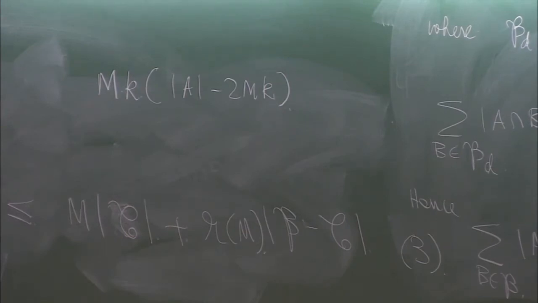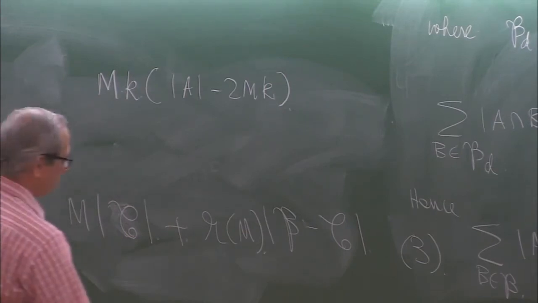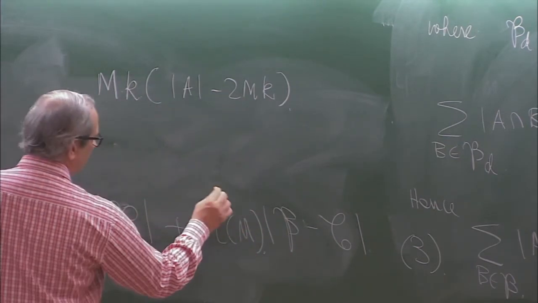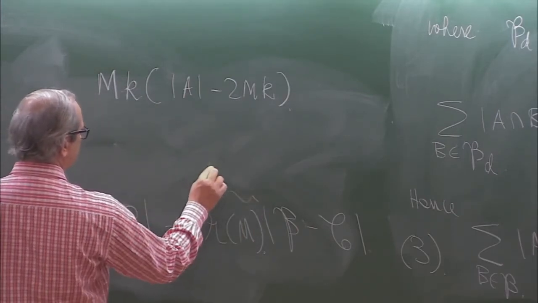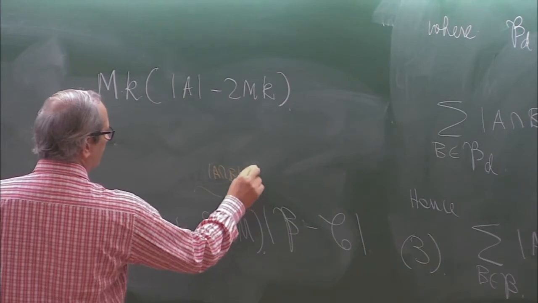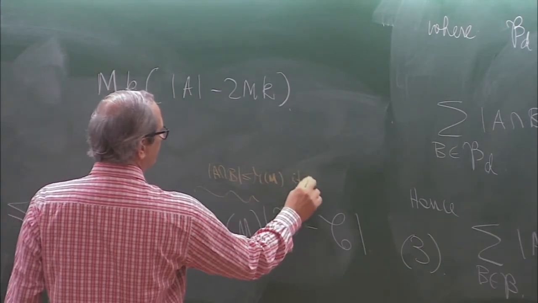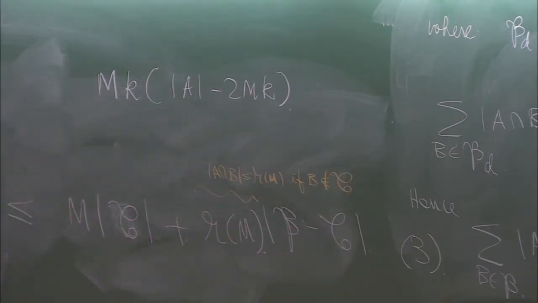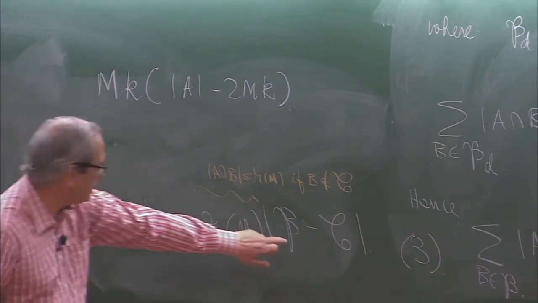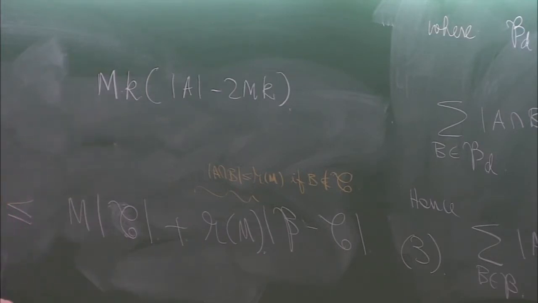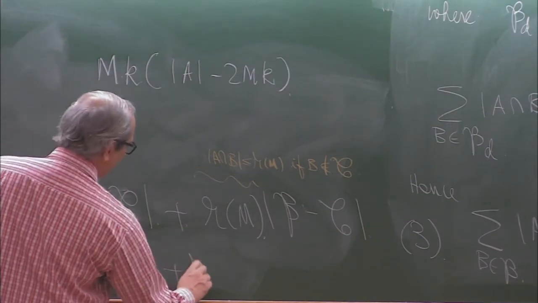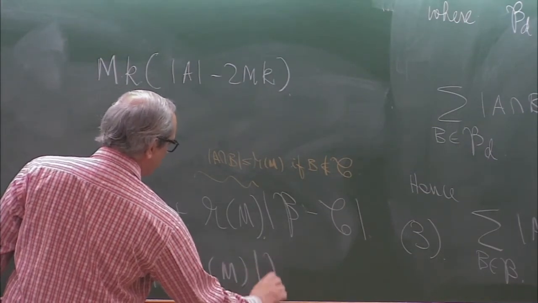Because here you want to note that this is because A intersection B is less than or equal to Rm if B is not in C. Okay, so it's this. Now therefore you may combine, now this cardinality of beta minus C is just bounded by the cardinality of beta itself. So this is M times the cardinality of C plus Rm times the cardinality of beta rather.